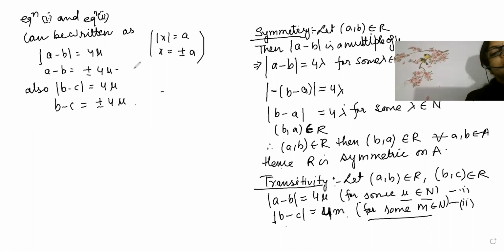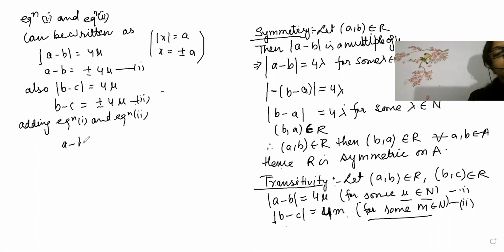So after opening it, these two equations that we have considered as equation 1 and 2, adding equation 1 and equation 2, what you will get: A minus B plus B minus C is equal to plus minus 4 mu plus minus 4m. Fine, so this B and this B will get cancelled. A minus B is equal to plus minus, taking plus minus common, 4 mu plus m.